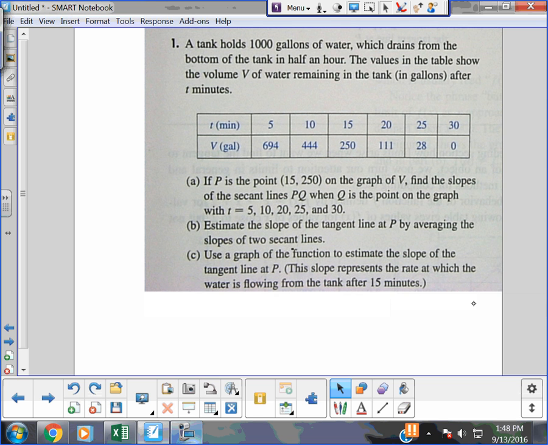All right, so you have a problem here. A tank's holding 1,000 gallons. It drains from the bottom in half an hour. The values on the table show the volume V of water in gallons and T in minutes. So I don't know what it looks like.